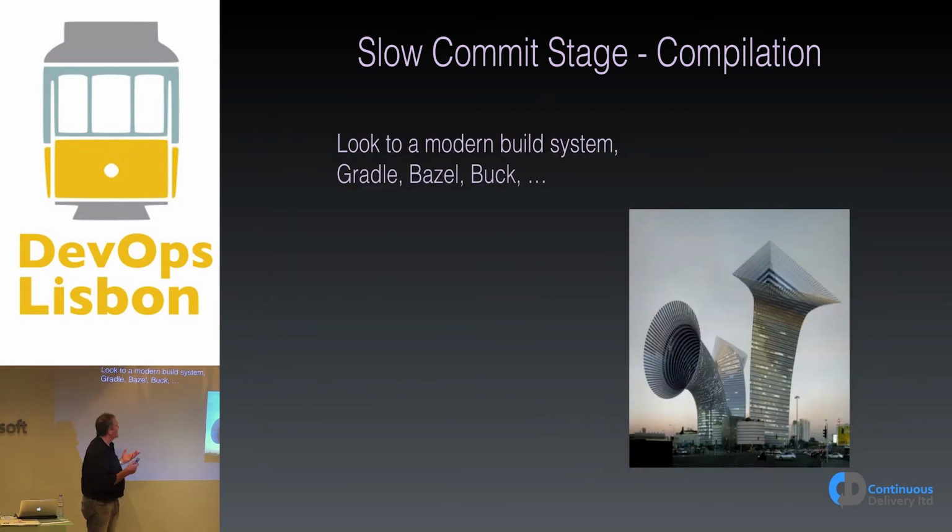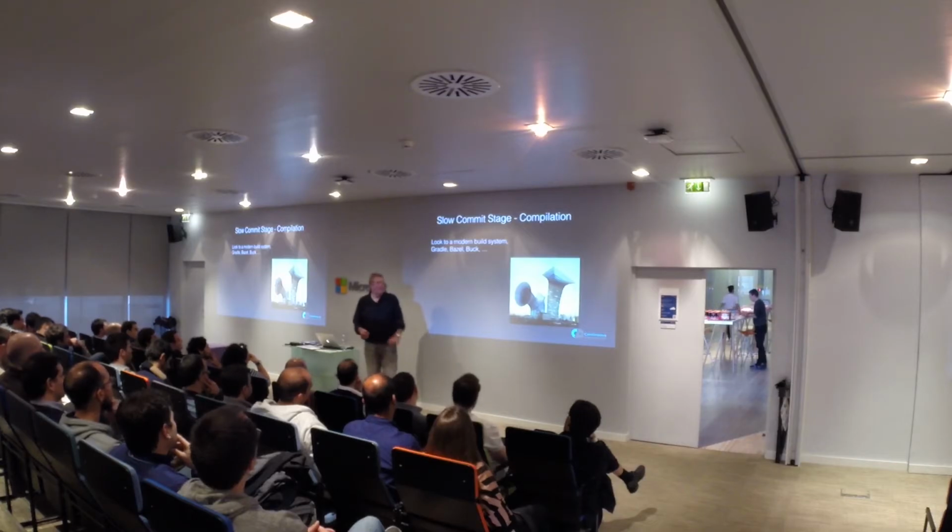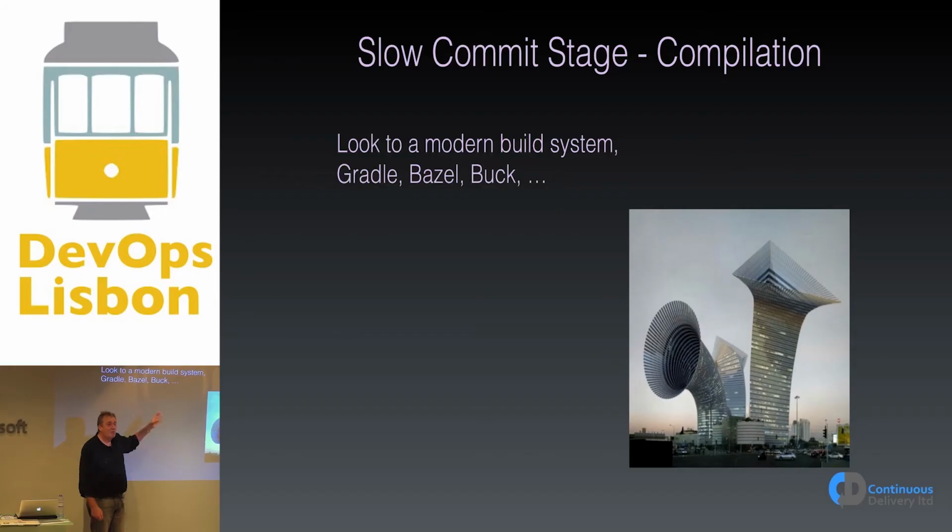Compilation. So look at a modern build system. There are off-the-shelf open source build systems that are remarkably good. Gradle is good incremental build. Bazel is the Google one. Buck is the Facebook one. The company that I used to work at, when I left, our commit stage took 4 minutes. They switched to Buck, and they got it down to 40 seconds. It's worth doing the experiment. It's worth taking the time out to think about those and investigate them and evaluate them, see if they're a good fit.